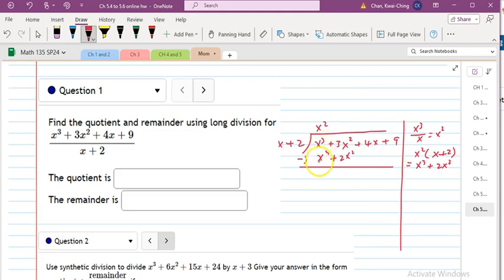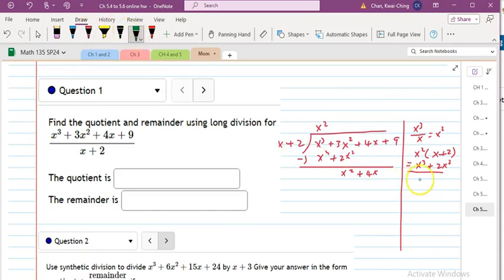x cubed subtract x cubed is 0. 3x squared subtract 2x squared is 1x squared. Okay, and I bring down because I want to continue. So this step is done. We're going to do the second step. Maybe we'll use another color.